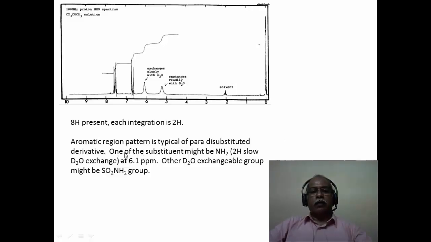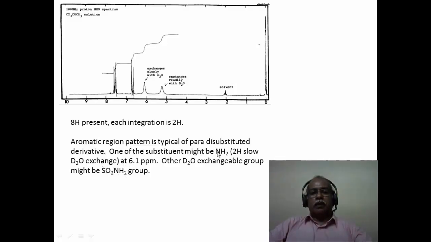One of the substituents might be NH2, because this is a low delta value, around 6.8 or so. It might be because of the presence of an NH2, which is an electron donating functional group in the aromatic ring, which increases the electron density in the aromatic ring. And the other group might be SO2NH2, which is an electron withdrawing functional group, so it comes at more than 7.5 ppm or so.